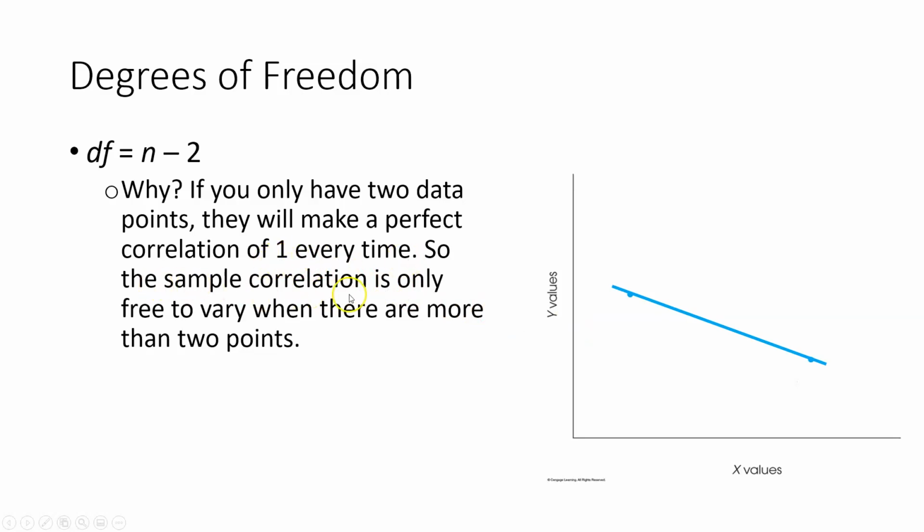So the sample correlation is only free to vary something different than 1 if there are more than 2 points. So the first 2 points are not free to vary. After that, your points are more free to vary, and you can have correlations that are different from 1. And so we take away the first 2, and we say that the degrees of freedom is everything else other than those 2, so n-2.